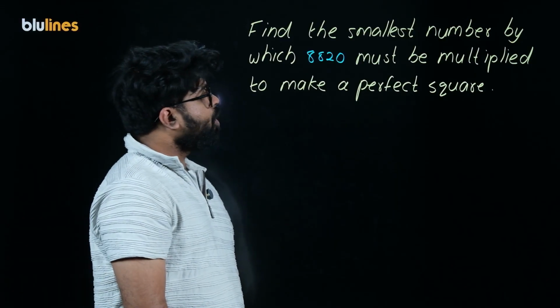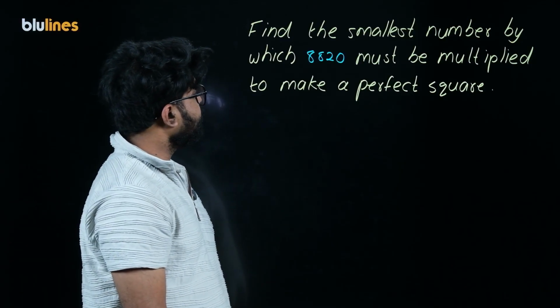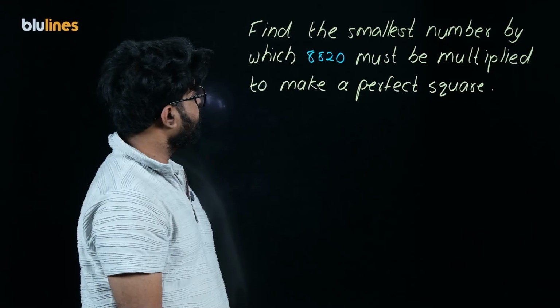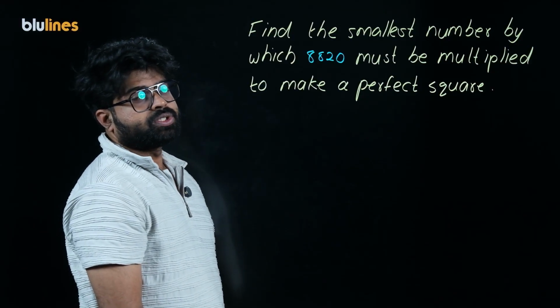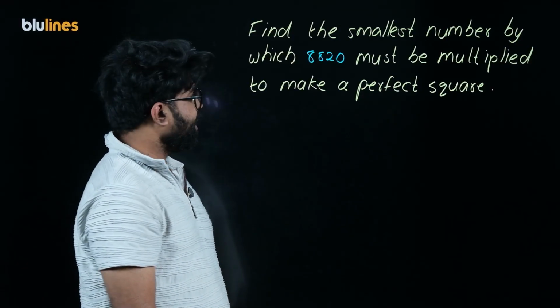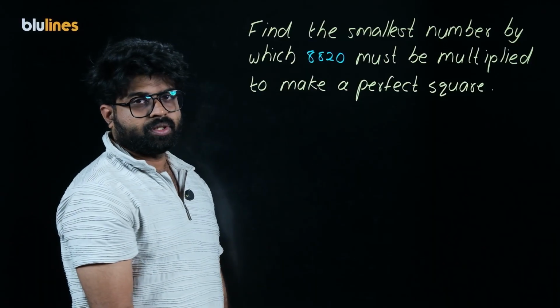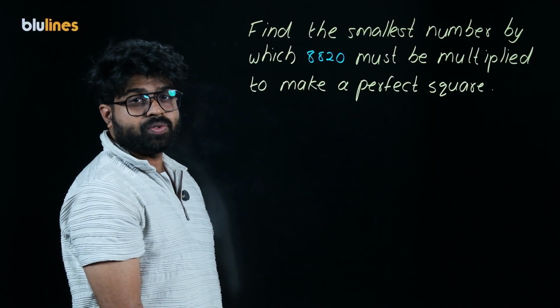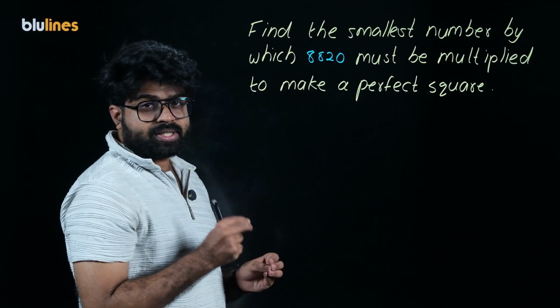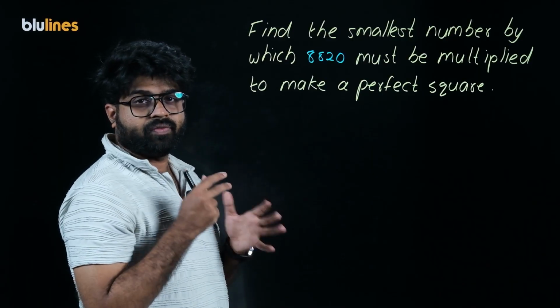Now find the smallest number by which 8820 must be multiplied to make a perfect square. So we need a number such that this one becomes a perfect square. Of course, it's not a perfect square, but we need to see when we multiply with the smallest number, this one turns to be a perfect square. So we want to find that.